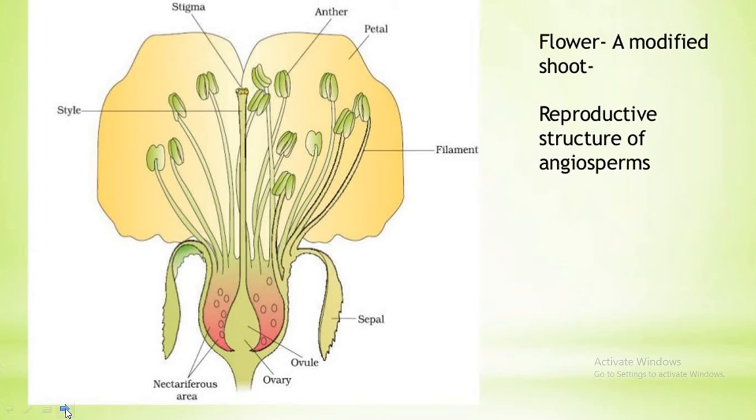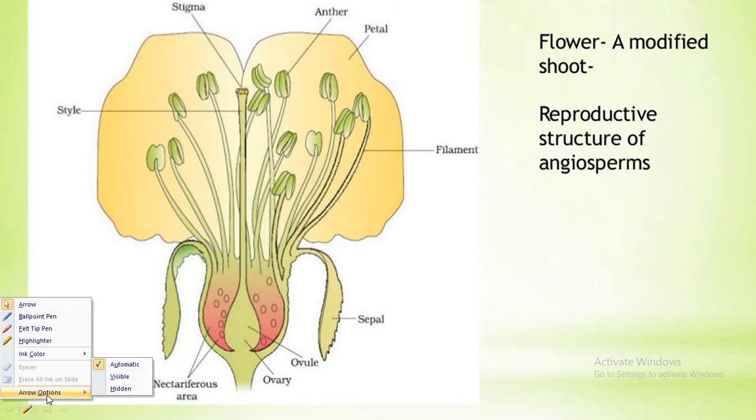What is a flower? It is a modified condensed shoot. You can see here. It is a modified condensed shoot which arises on the axil of a small leaf-like structure called bract and consists of 4 whorls or floral appendages which are attached on the receptacle. Of this, the 2 lower whorls are the calyx and corolla.